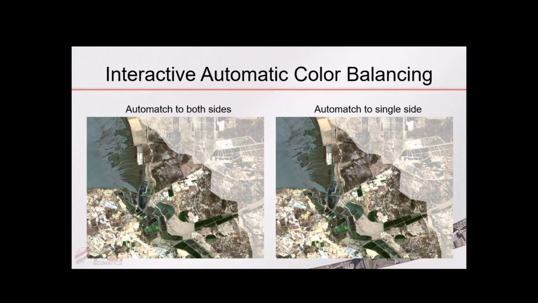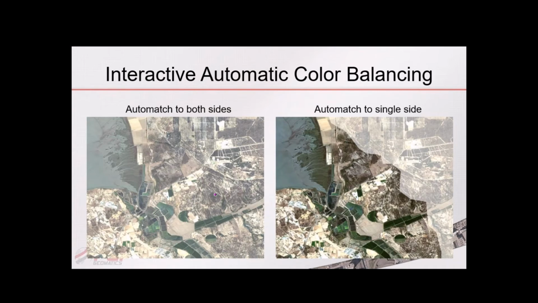To give you an example of this new feature, on the left we have an example of auto match to both sides. By simply dropping a dodging point on my image, it gathers the statistics of both images and automatically color balances them together. And this, as you see, is very simple. You simply add one point and it does it for you automatically.